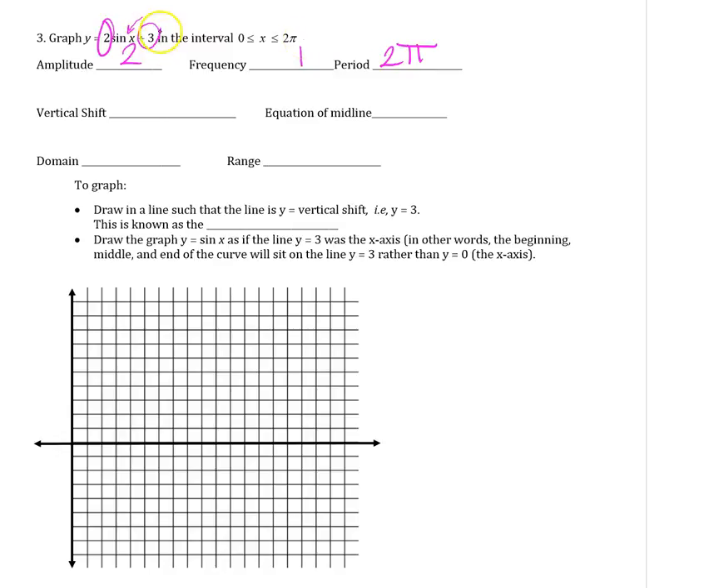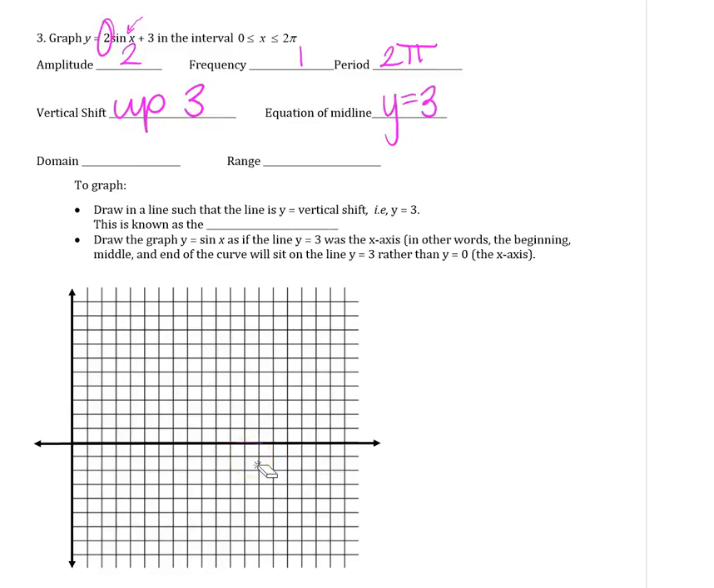There is a plus 3 here that isn't in the parentheses. It's really outside of that function, which means we're going to shift up 3 units. So that means the equation of the midline is y equals 3, because normally it would be at the x-axis. Okay? Alrighty, so let's do this.